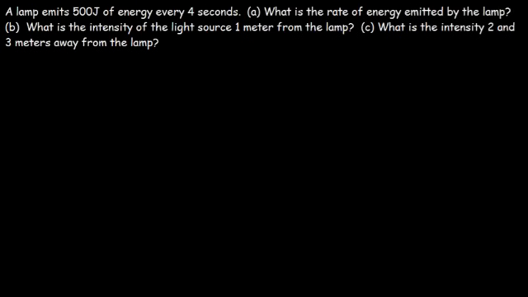Let's start with this problem. A lamp emits 500 joules of energy every 4 seconds. What is the rate of energy emitted by the lamp? The rate at which energy is transferred is power. And power is basically the energy divided by time. Work is equal to the energy that's transferred. So it could be work over time or energy over time.